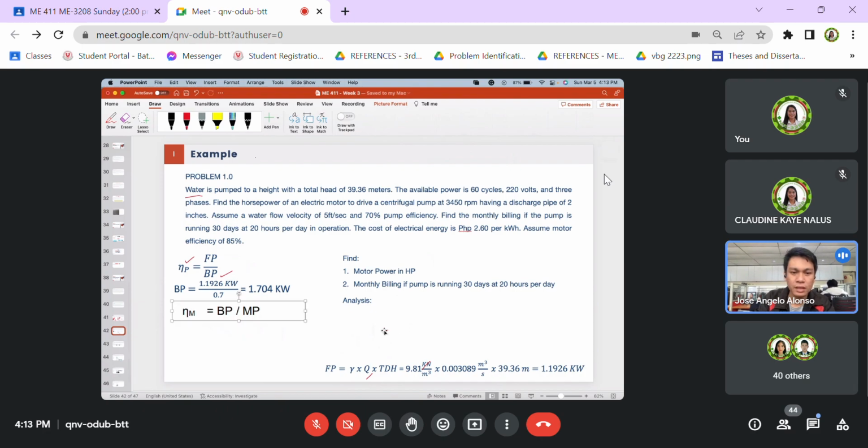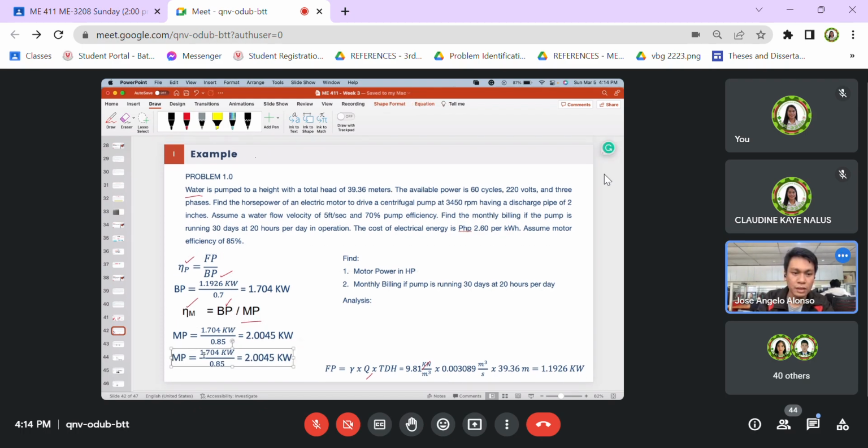Now we have the value of brake power. We have the value of the motor efficiency. Now we can get the value of motor power. So motor power is equivalent to brake power 1.704 kilowatts divided by the efficiency ng motor, which is equivalent to 0.85 or 85%. That will give us 2.0045 kilowatts.